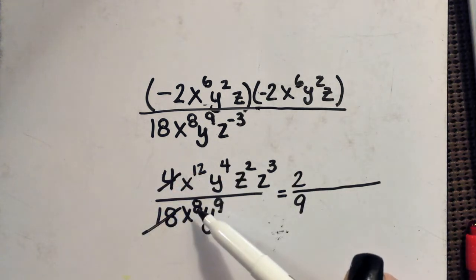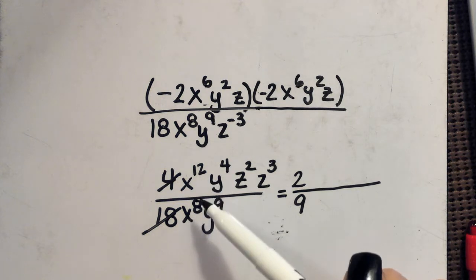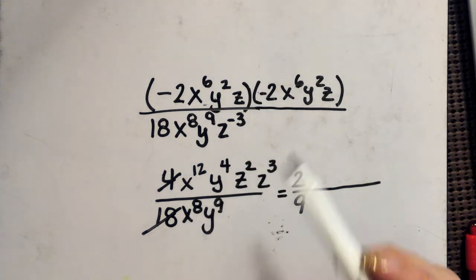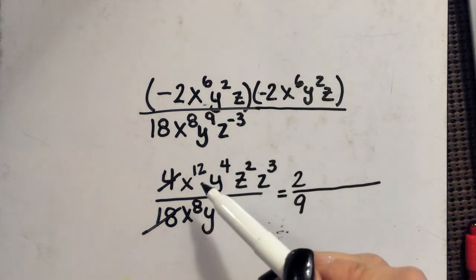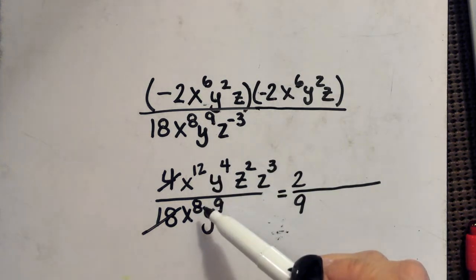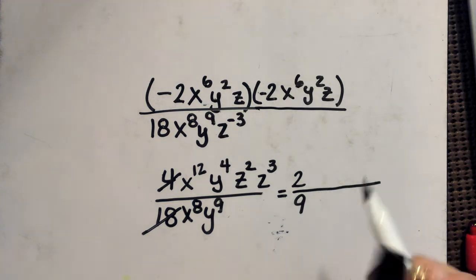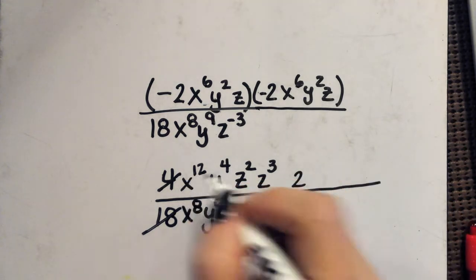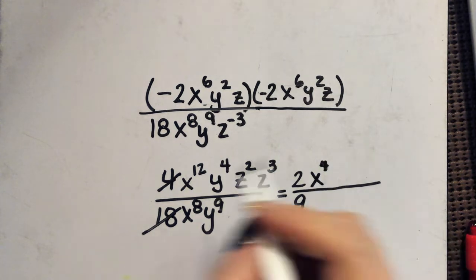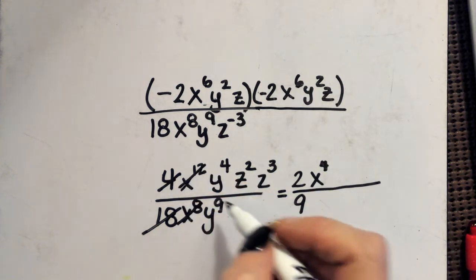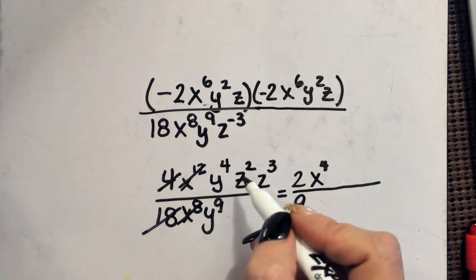12 x's on top and 8 on the bottom. Remember, everywhere they line up, you can mark it out. 1 on top, 1 on bottom. Keep going until all that is left is 4. Are those remaining 4 on top or on bottom? If you're not sure, work it out and mark it off. But 12 is bigger, so I'm going to have x to the 4th on top. Those are gone. 9 y's on bottom and 4 on top.